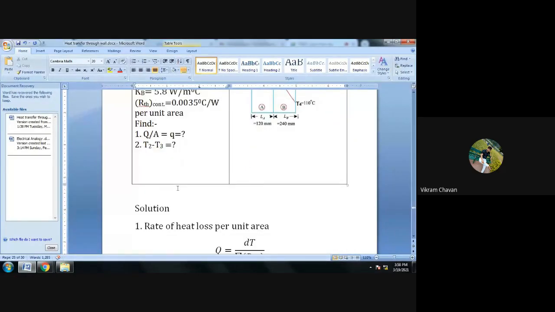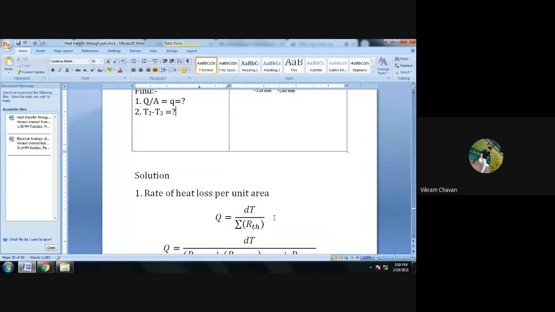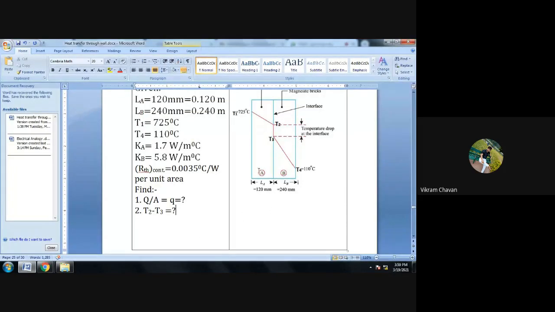So in our solution, first we have to determine the rate of heat loss per unit area. We know that it is equal to the overall temperature difference divided by the summation of all the thermal resistances. Q is equal to dT divided by summation of R suffix th. Wall A has its own thermal resistance, wall B has its own thermal resistance, and there is one thermal resistance for the contact. So the total number of resistances is equal to 3.